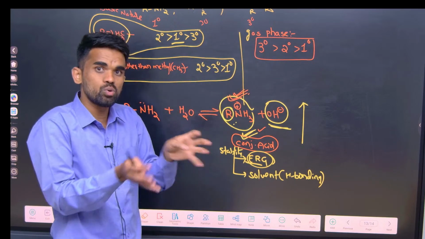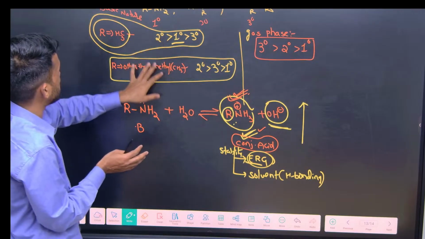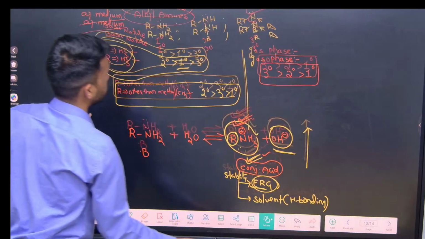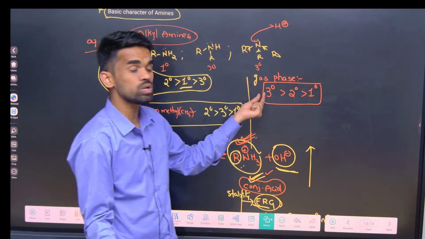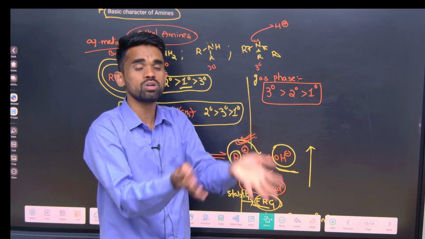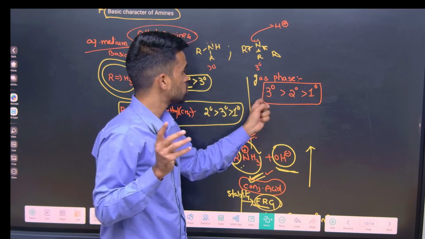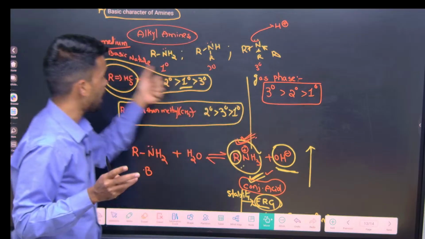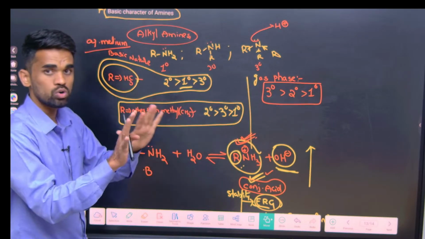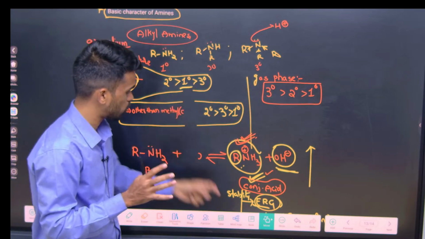Now considering both effects, we are getting this kind of order in the aqueous medium, but in gas phase it depends only on alkyl groups, the more releasing groups, the more is the basic nature of that amine. So gas phase is like this, aqueous medium is like this. Okay, hope the discussion is clear. What are the important points to be remembered?